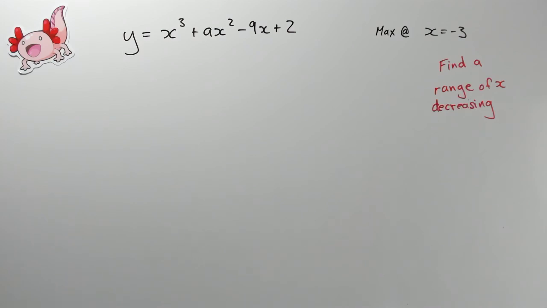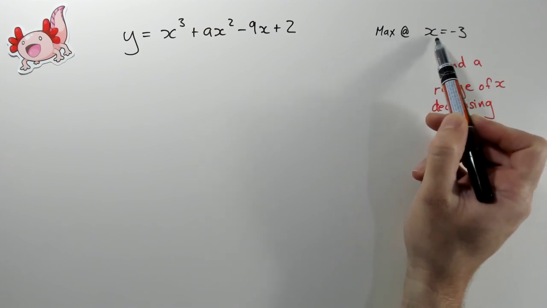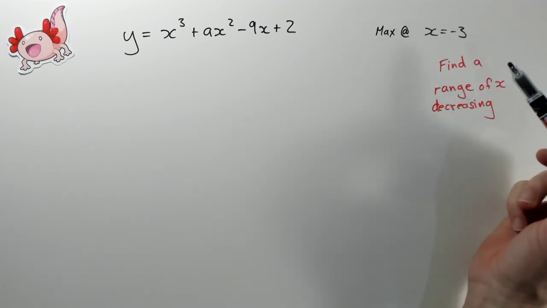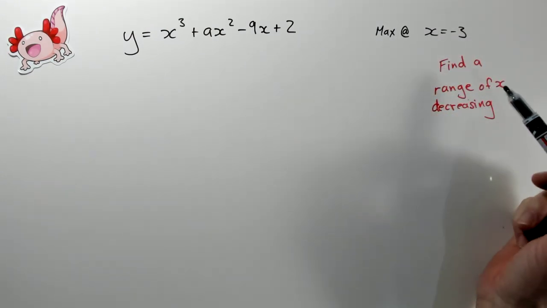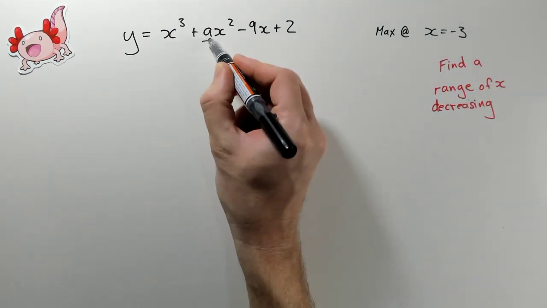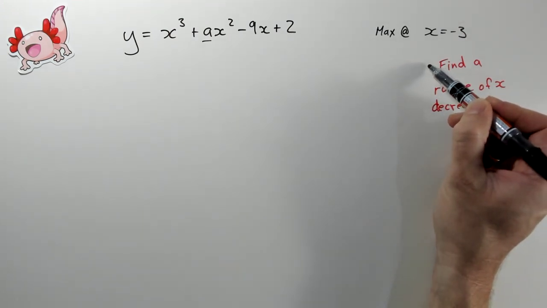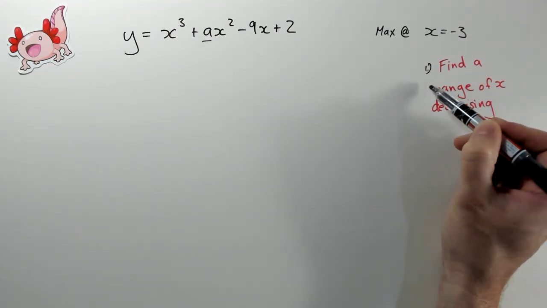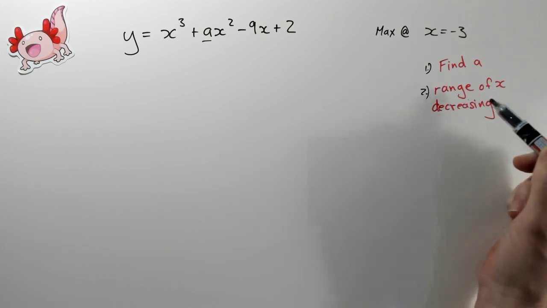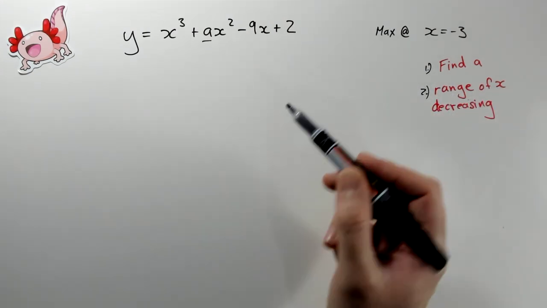Okay, so in this example, they're giving us a function and they're telling us this function has a maximum value at x is -3. And there's two parts to this question. The first is finding a. As we can see here, there's a variable a, and we don't know what that is. Part two is finding the range of values of x where this is a decreasing function.